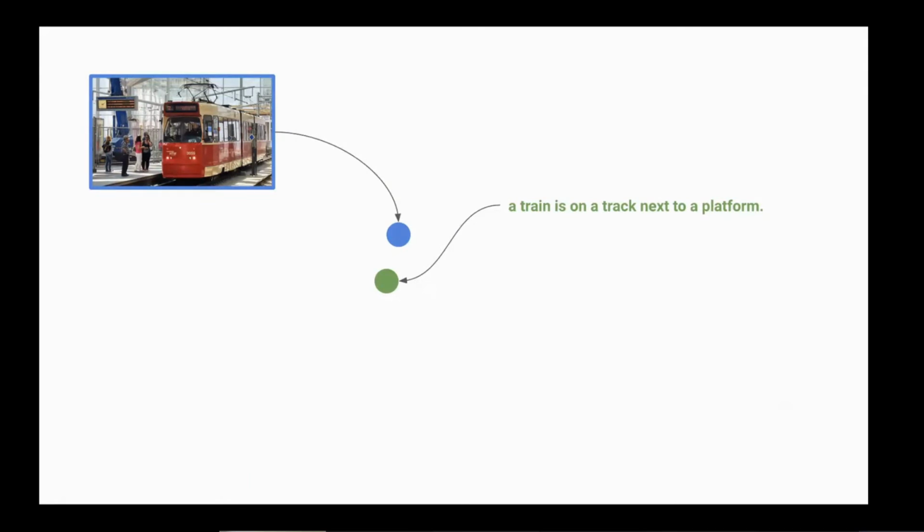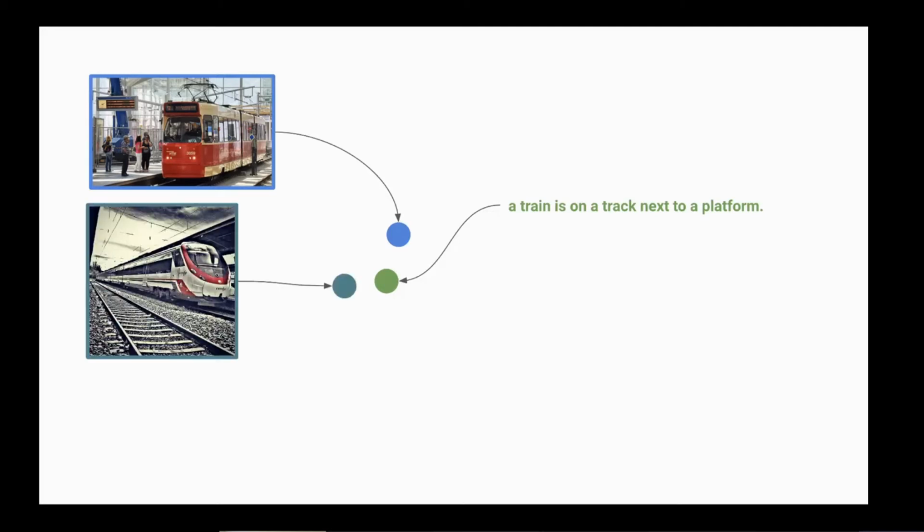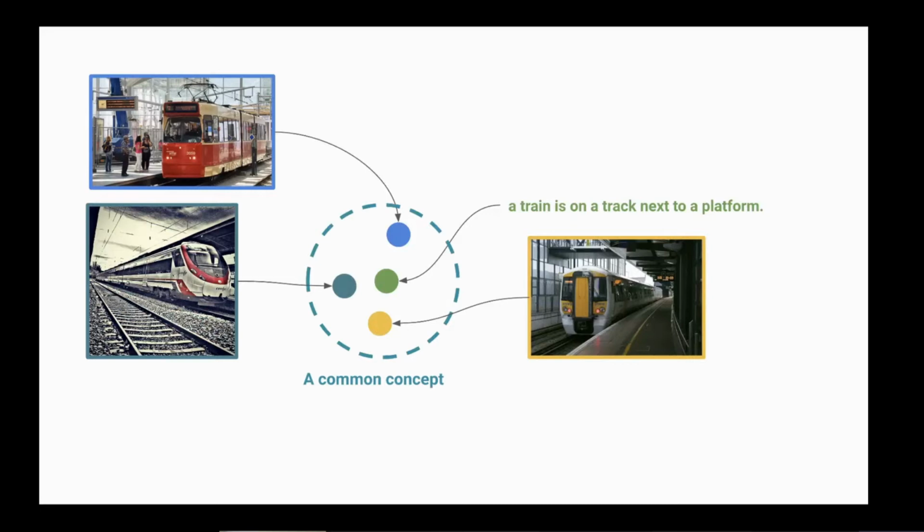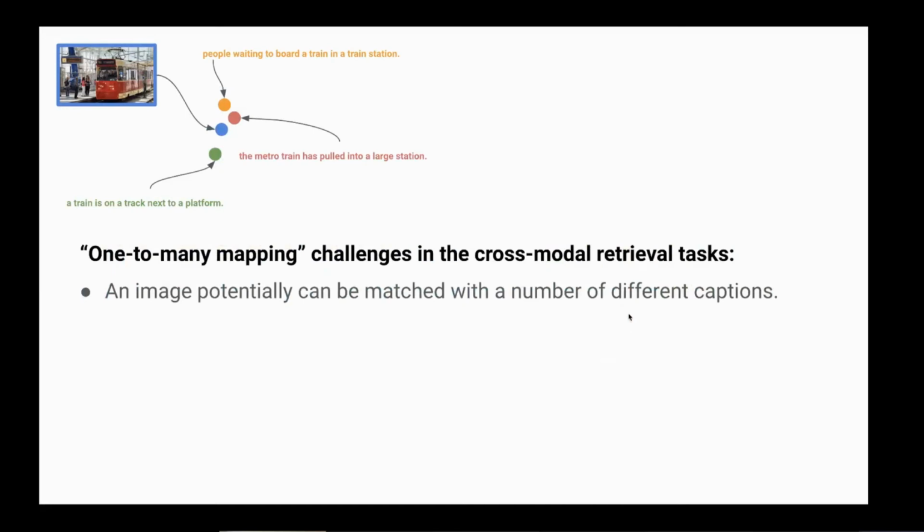One very big problem of cross-modal retrieval is the many-to-many correspondence. For instance, there is only one paired ground truth caption in the MS COCO, but actually there are a number of images that match "the train is on a track next to a platform." So this is a kind of common concept, and we know that a number of images can be matched with this specific concept. So this one-to-many mapping challenge is happening in image to text and also text to image retrieval.